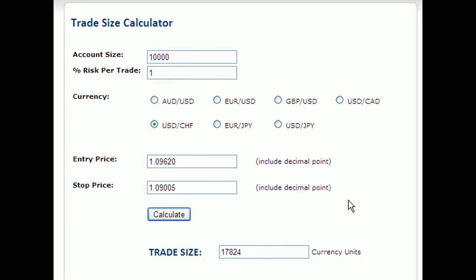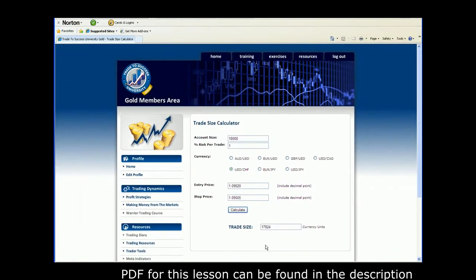Now, we've just taken random points on these currencies, but obviously when you're identifying your trades, you're going to be putting in the exact points of where to enter according to the strategy 1 or strategy 2 trade. You will then be specifying your own account size, whatever size it is, and also the percentage risk that you want to put in per trade. So you're going to be specifying all of that. So you specify the account size, the percentage risk, you specify which currency you're looking at, you specify your entry price and your stop price, and you click calculate, and the amount of currency units that you should be trading will appear. So that's the trade size calculator for you. A very handy trading tool.